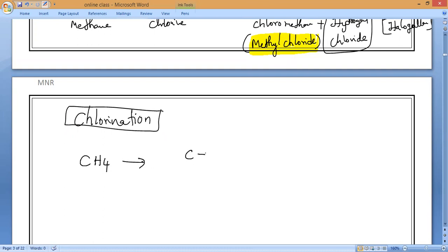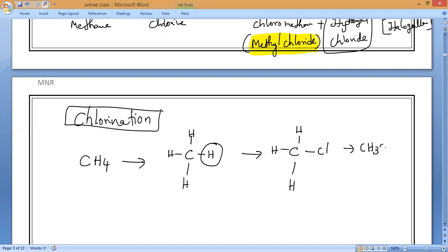Nowhere in the books will you find this, so all of you observe very carefully. How many hydrogens are there in CH4? 4 hydrogens. Now, I am going to remove 1 hydrogen, so I am writing like this. What is the name of this one? 1 chlorine is there, so I am writing CH3Cl.